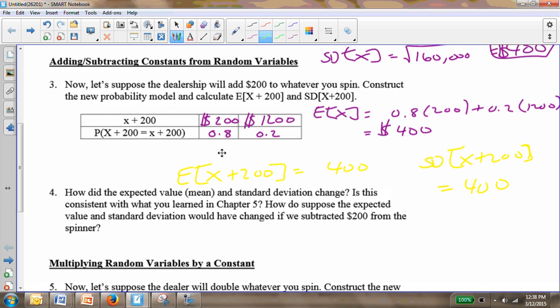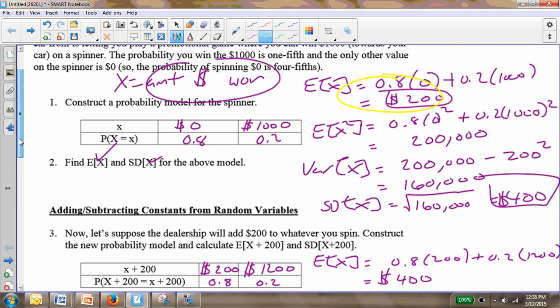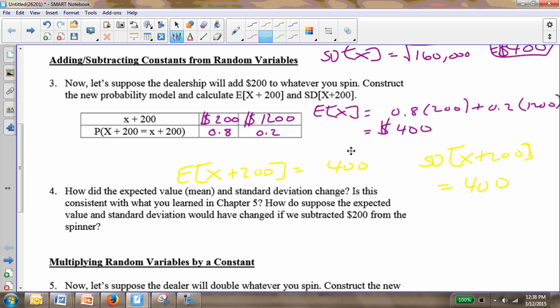So in this case, the old mean of 200 up here, when we added 200 to everything to that random variable, the mean went up by 200. So 200 plus 200 makes 400. But remember, when you shift everything over 200, the data of the random variable is not any more spread out than it used to be. So the standard deviation stays at 400.